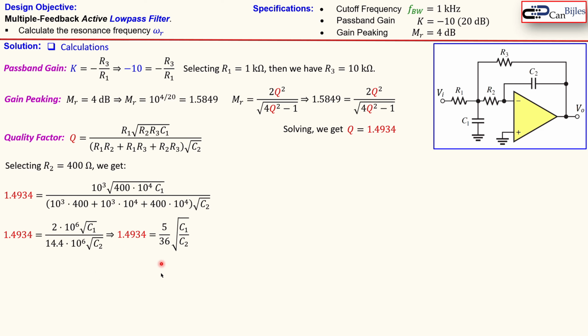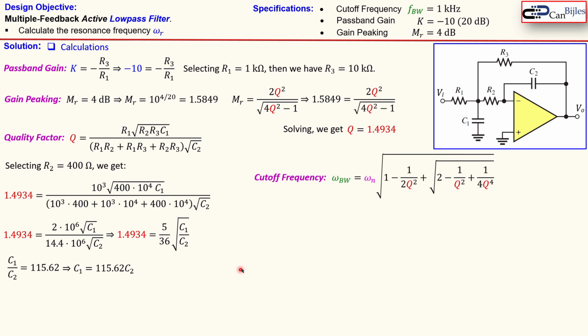Now, we need to calculate this, and of course, we can calculate the ratio of C1 and C2 here. First, we do 1.4934 divided by this one, and square the result. That's what you see here, which is 115.62. Or you can say C1 is this much times C2. Okay, we will use this formula later. So this is now a ratio between C1 and C2, of course by choosing the resistors like so. Okay, now the cutoff frequency, we have already given that in the slide presentation before.